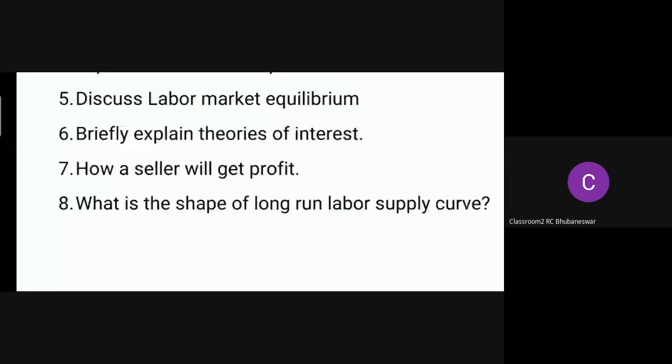When you are in the long run, the labor supply curve is backward bending. First, it depends upon leisure and working hours. Suppose working hours increase, leisure declines. On the x-axis you have to take working hours, and on the y-axis you have to take leisure. When hours of working increase, leisure declines.